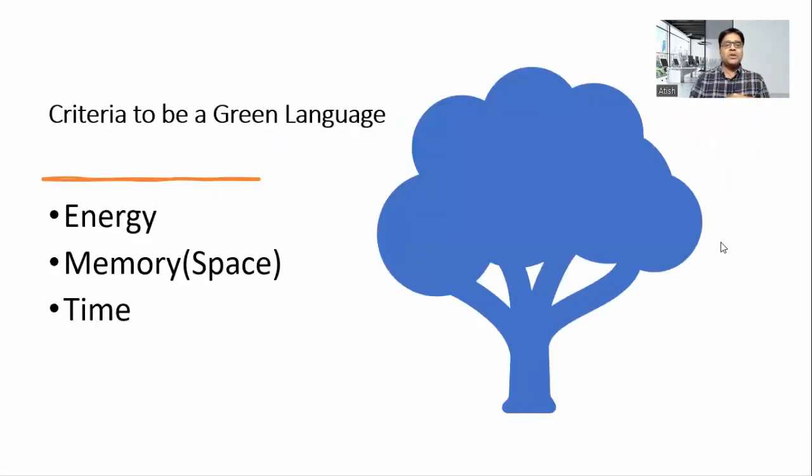So the criteria to be a green language: if you want to consider a particular language as a pure green language or not a green language, then these three things are taken into consideration: energy, memory, or you can say space, and time. It means how much memory it consumes, how much time it takes, and how much energy it uses.